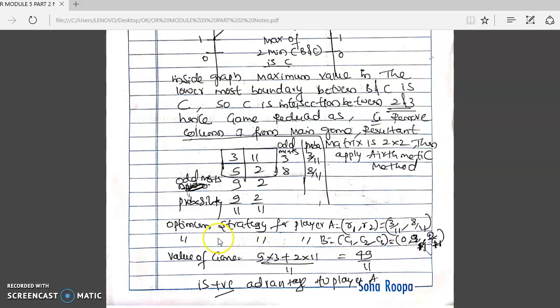In finding the optimum strategy for player A, only two rows are there, so it is done as it is. For the columns, we have deleted the first column for player B, so we have to write 0 here.